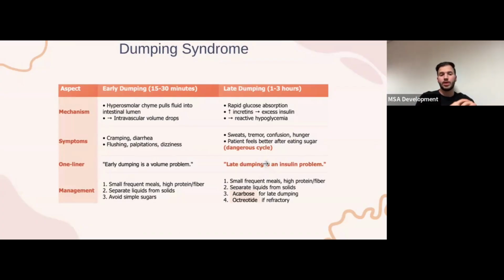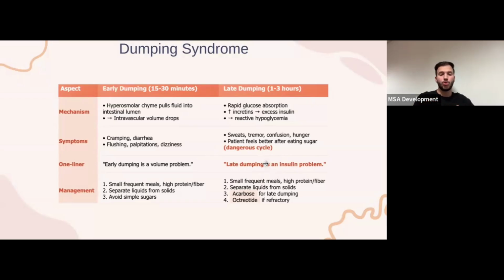What's the mechanism? Whenever we eat food, as we mentioned, the food will pass fast to the small bowel. So the hyperosmolar chyme in the small bowel will cause fluid to move into the intestinal lumen from the intravascular environment. This will lead to a drop in the intravascular volume, and the patient will present with cramping, diarrhea, and flushing. So, to summarize it, early dumping is a volume problem. And the small bowel will be distended.